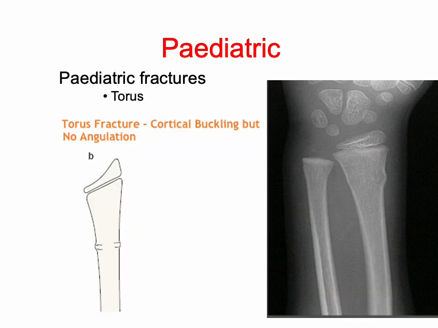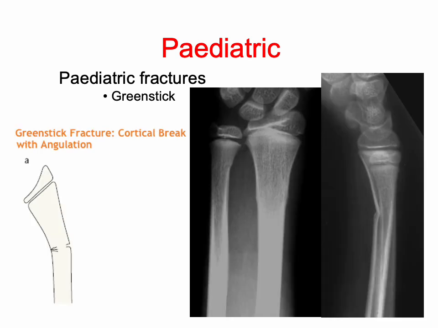So a torus or a buckle fracture is where there's buckling of the cortex but no cortical break that we can see. And a green stick fracture is where you have a fracture of the cortex, say in the distal or in the radial diaphysis here, and angulation. So one cortex is broken, the other one's sort of bowed.